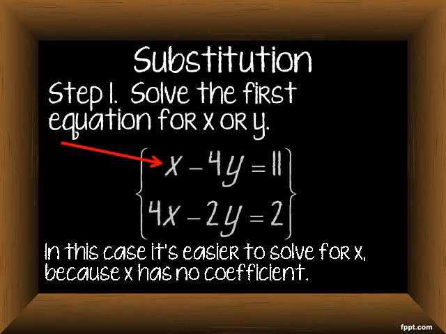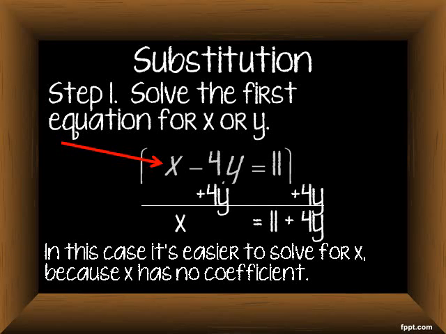When you are solving for a variable and have to divide out a coefficient, it can get messy with a lot of fractions, and if you can avoid that, it avoids getting confused. So I suggest if you have an x or a y that doesn't have a coefficient, choose that one to solve for. In this case, x in the first equation. And to solve for x, we're just going to add 4y to both sides, to isolate it on one side of the equal sign. And we arrive at x equals 11 plus 4y.